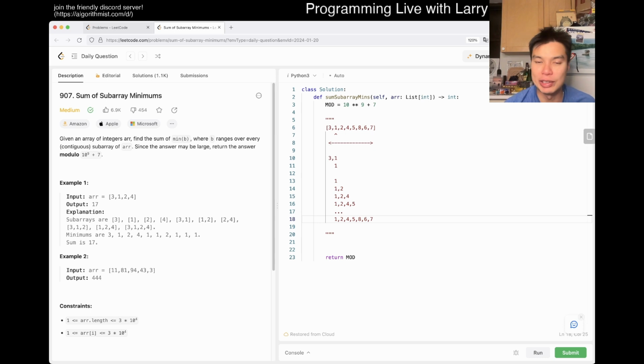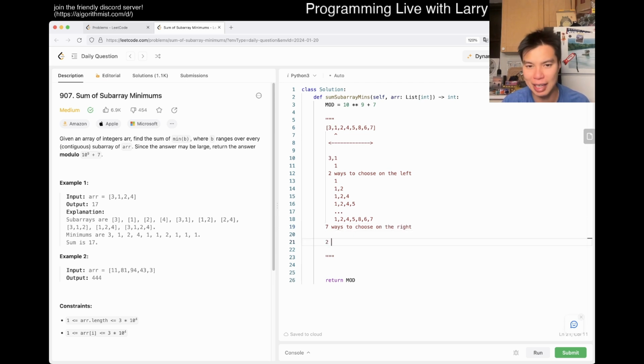So that's how we get the degrees of freedom, because you can choose on the left. You have 2 ways to choose on the left. And then on the right, I didn't count, but 0, 1, 2, 3, 4, 5, 6, so like 7 ways maybe. If I'm off by 1 on the counting, it is what it is. So now there are 2 ways times 7 ways, which means there are 14 ways that 1 is the smallest number in the subarray, right?